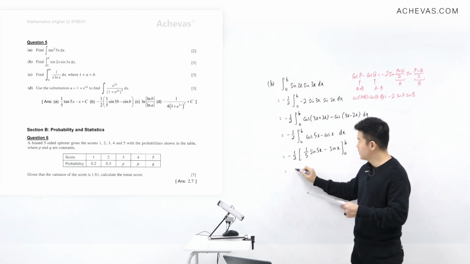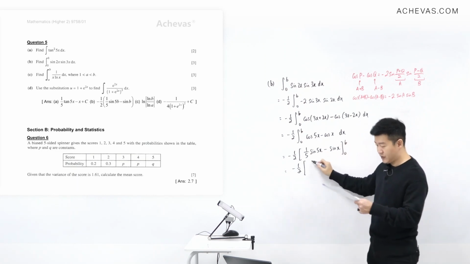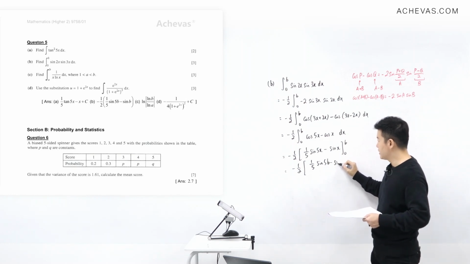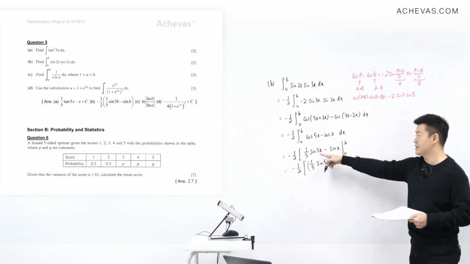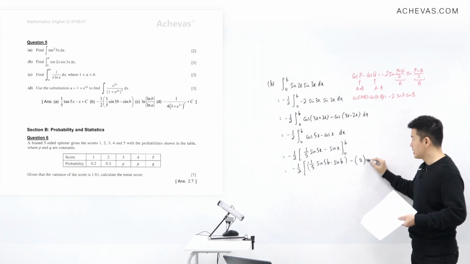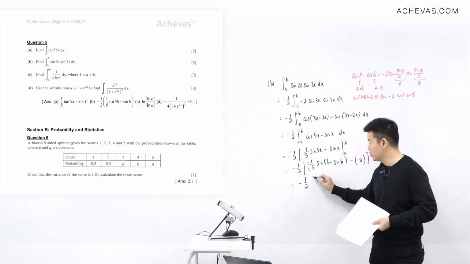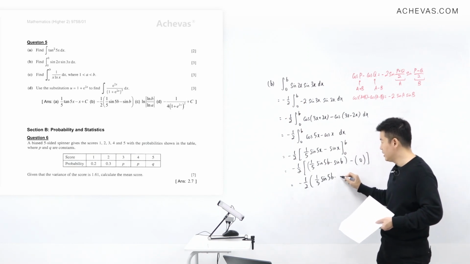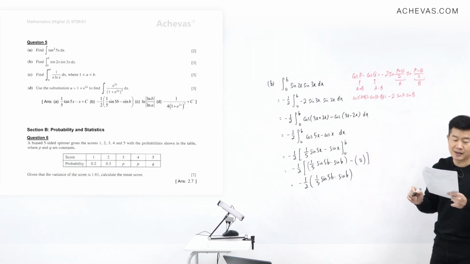So this will be minus 1 over 2. Substituting b in, we will have 1 over 5 sine 5b minus sine b. Then minus, substituting 0 in. In fact, I'll get a sine 0 and a sine 0, which is going to be 0. So substituting 0 in will give me a 0. My final answer is going to be minus 1 over 2 of (1 over 5 sine 5b minus sine b). This is for part B.